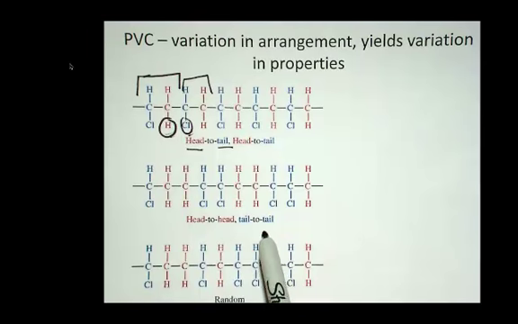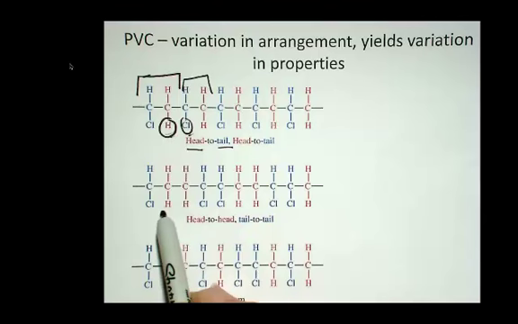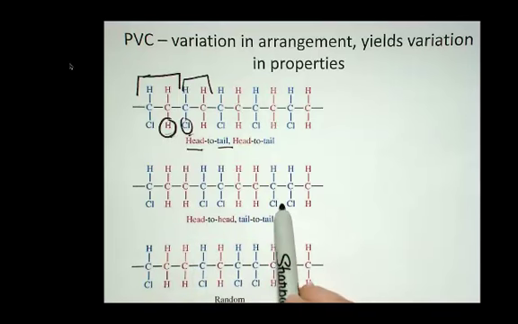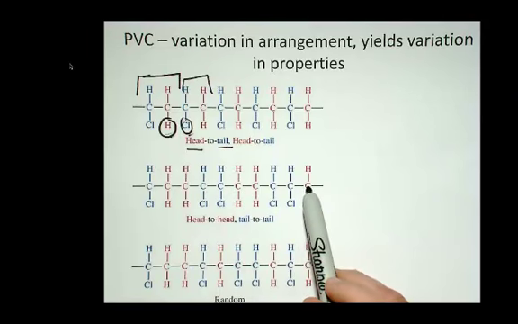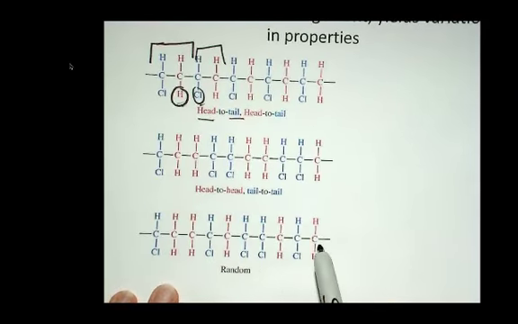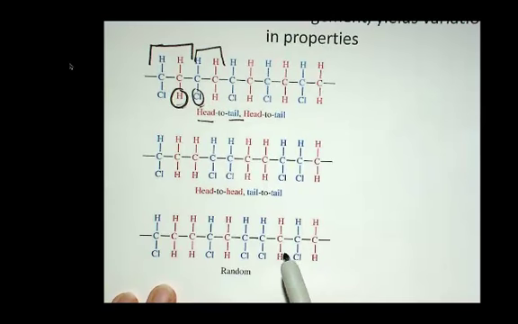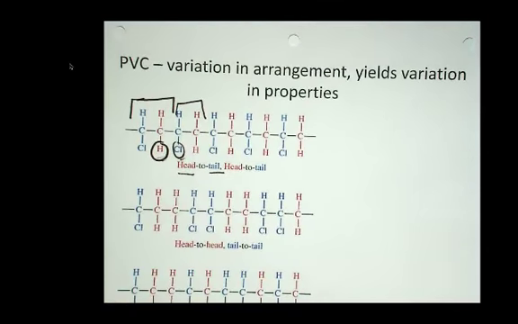This is head to tail, tail to tail, where the molecules are reacting in such a way that there's two chlorines together, two hydrogens together, two chlorines together. Chlorine atom is much bigger than the hydrogen atom, and it's electronegative, so it takes up more space and gives us a less regular type of arrangement. And then sometimes you can get random, some head to tail, some head to head.